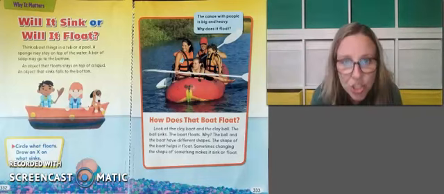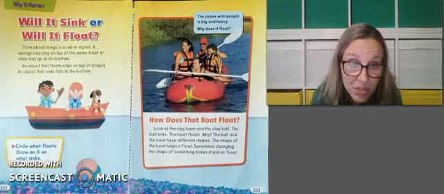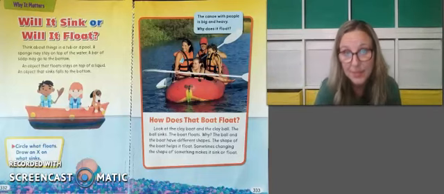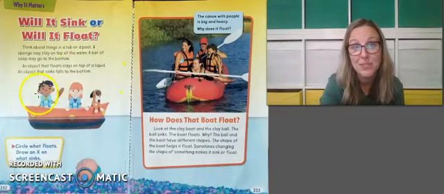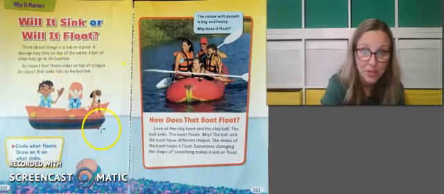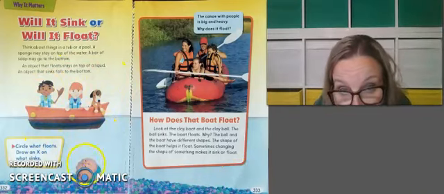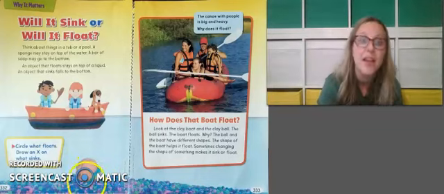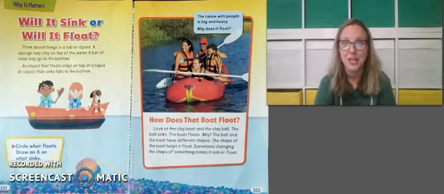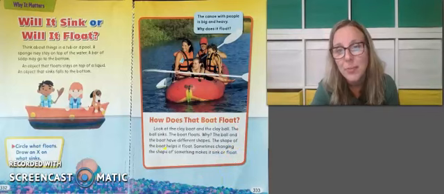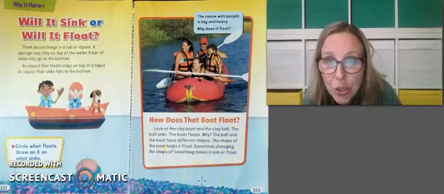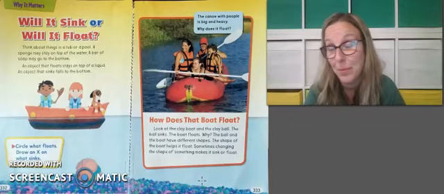So it says, circle what floats, draw an X on what sinks. So I see the boat is floating, so you can circle the boat. And it looks like this shell sinks to the bottom, so you can draw an X on the shell. Over here on 333, it says, the canoe will help. I'm sorry, that's not what it says.